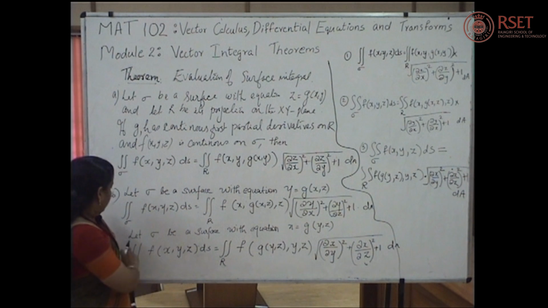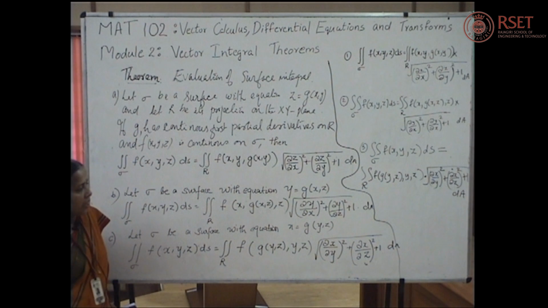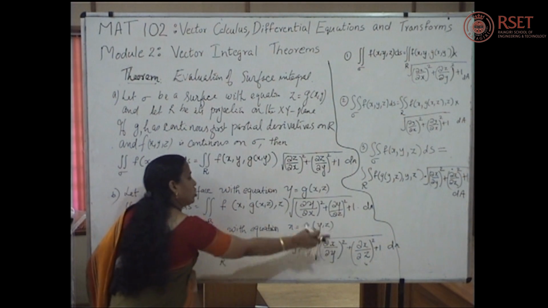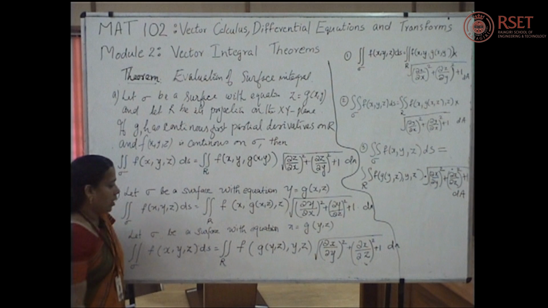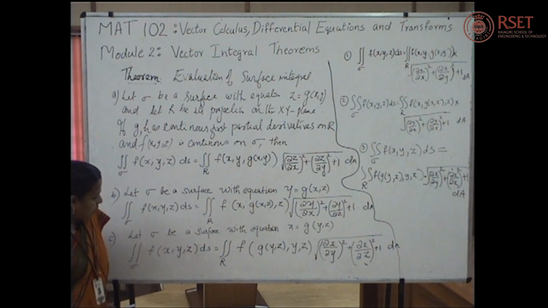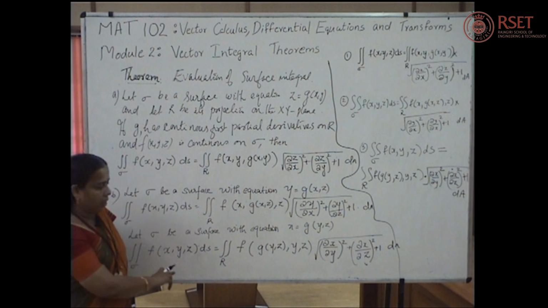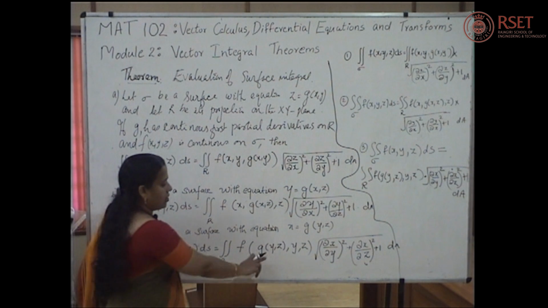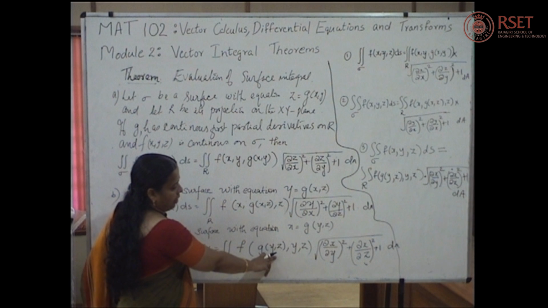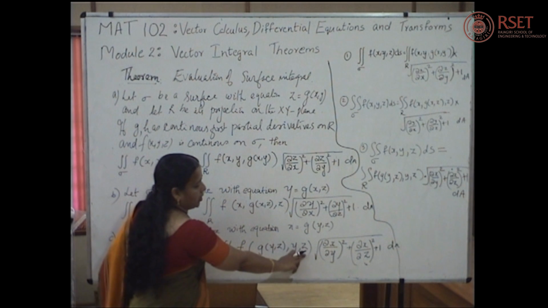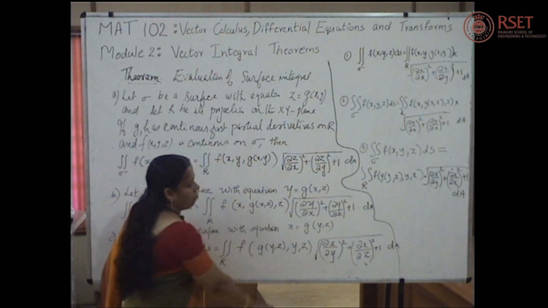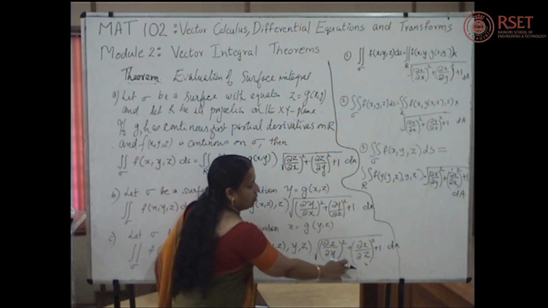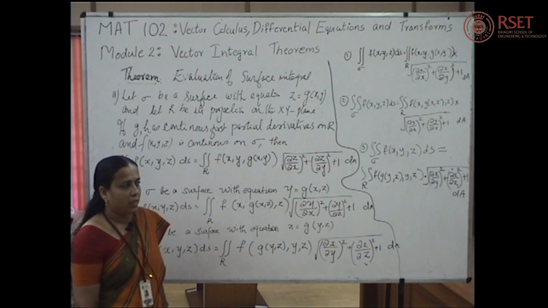x and z. Similarly, if the projection was taken on the yz plane, then x = g(y, z). Therefore, the integral of f(x, y, z) dS equals the double integral over R of f(g(y, z), y, z) into root of (∂x/∂y)² plus (∂x/∂z)² plus 1 dA.